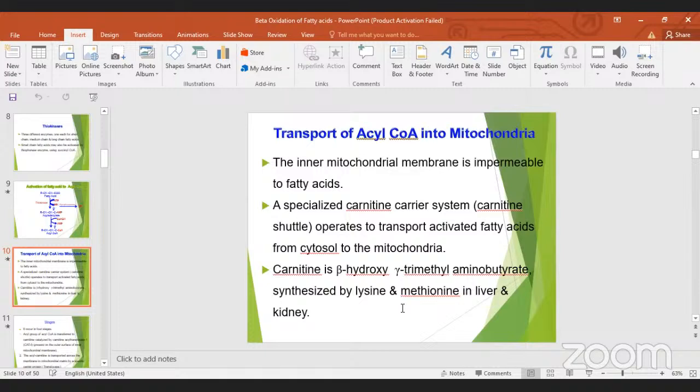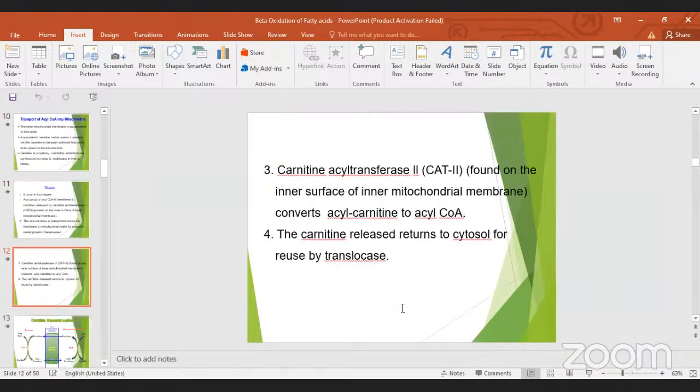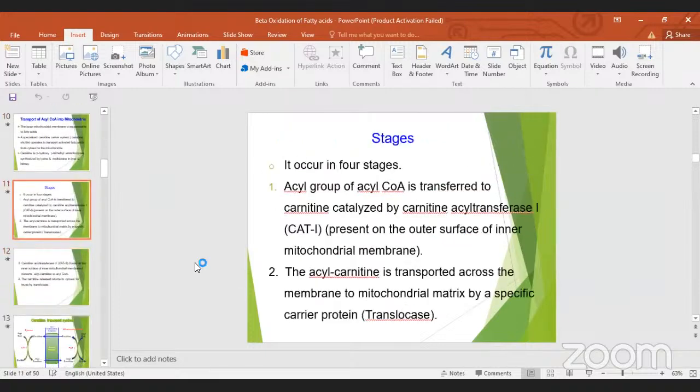Carnitine is beta hydroxy gamma trimethyl aminobutyrate, synthesized from lysine and methionine in liver and kidney. It occurs in four stages.